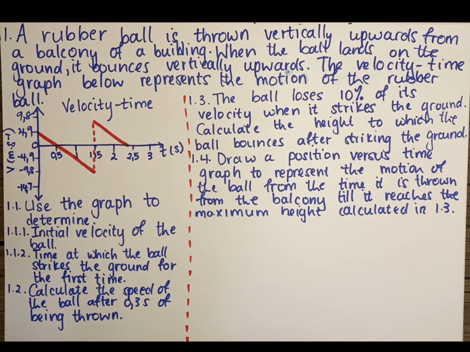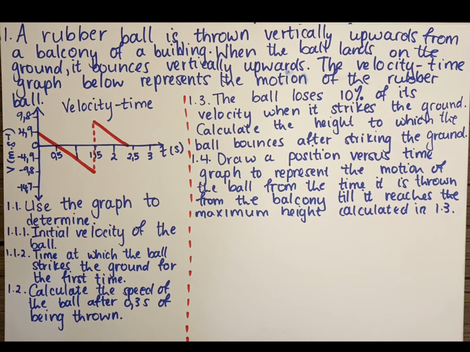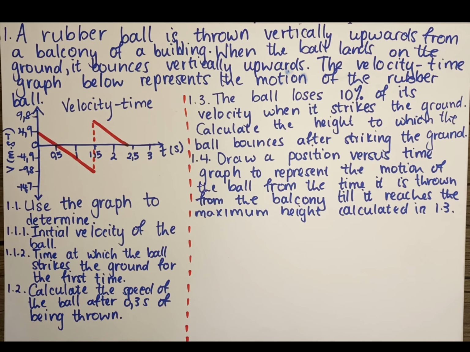So if you look here, it says a rubber ball is thrown vertically upwards from a balcony of a building. When the ball lands on the ground, it bounces vertically upwards. The velocity time graph below represents the motion of the rubber ball, and they show you a velocity time graph. Last time I explained that it's good to break down the entire motion into points, a point A, B, C, D, and so on, right?